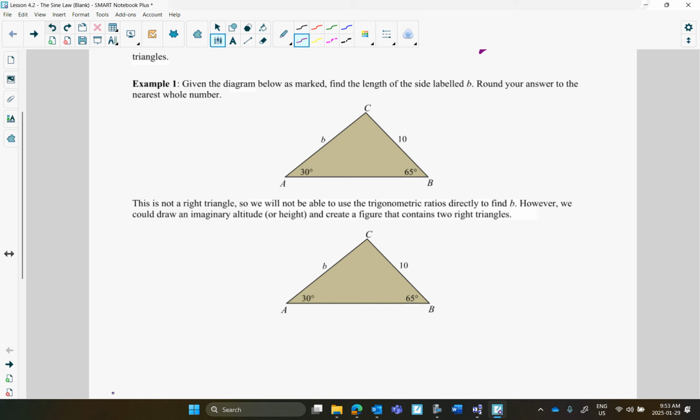So we've got a non-right triangle, ABC. We know the length of little a for BC, which is 10. We know angle A, which is 30. We know angle B, which is 65. We're asked to find AC, or we call it little b. Any ideas from what you know about trig right now? Natalie?